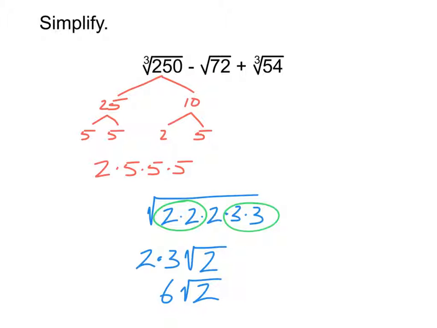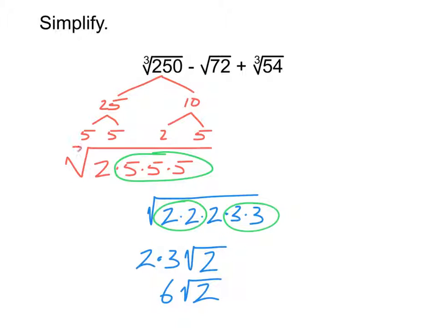Now, if you're doing it this way, the difference happens at this point. Remember, in the last one, we circled pairs. The reason why we circled pairs is because it was a square root. In this case, it being a cube root, it means we circle trios. We circle sets of 3. And so, since I have 3 5s, I'm going to circle that.